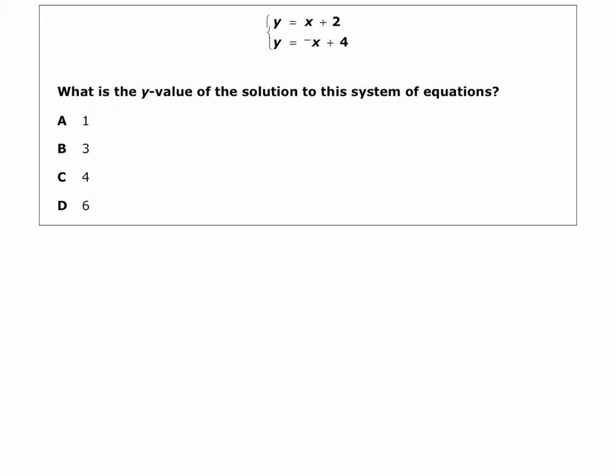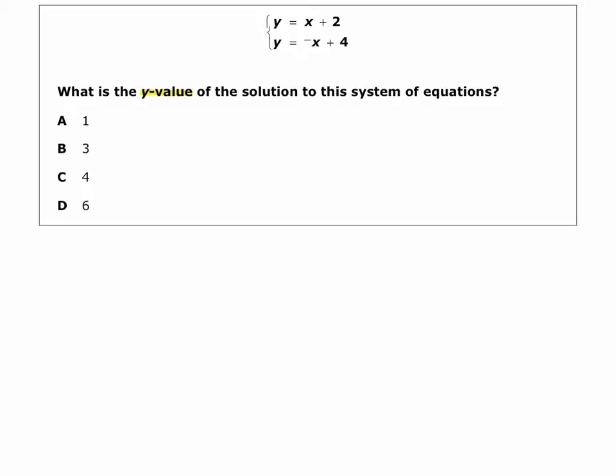This gives us a system of equations, and it says, what is the y value of the solution to this system of equations? They're only asking me for the y value right now. If you notice, both of these equations are solved for y. We have y equals x plus 2 and y equals -x plus 4. What we want to do is keep our y value and somehow get rid of my x value. If we were to use the substitution method, we could, because both of these are solved for y, so we could just set them equal to each other.